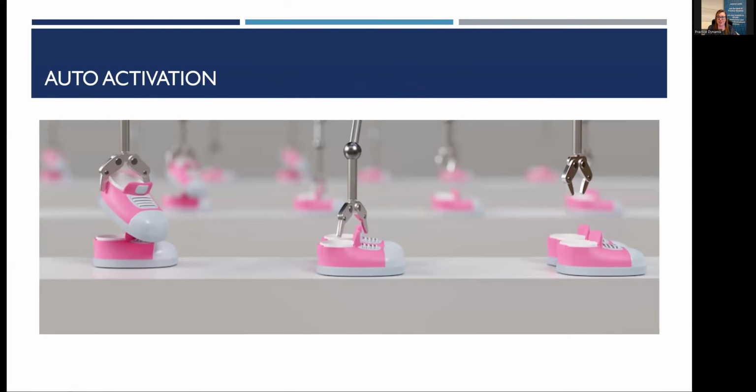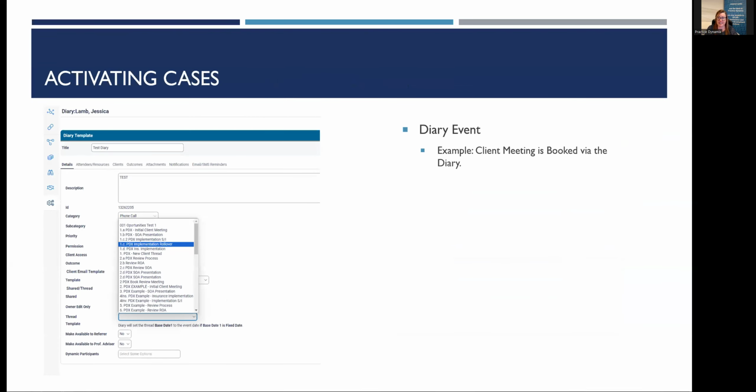Now, when it comes to creating and activating your case, and I'm very conscious of time, there are ways that you can auto activate. I'm not going to demo these because we haven't got much time, but a diary event can link to a case. So if you're creating a new meeting or a review meeting, you can auto activate a case that has your benchmark items and your workflow items. So they book the meeting and it auto kicks off those cases.